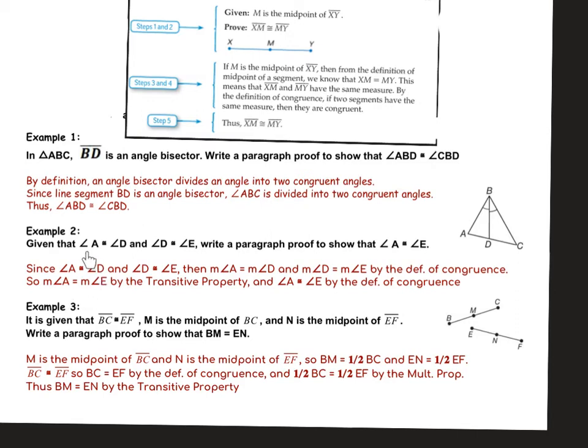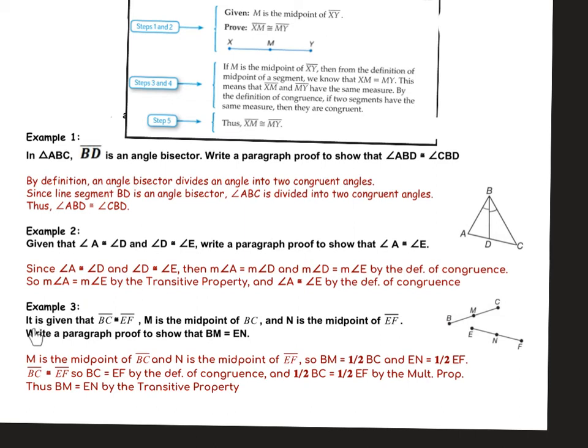So here, this means that if A is equal to D and D is equal to E, well then A has to equal E. That's what this is saying here. That's called the transitive property. And angle A is congruent to angle E by definition of congruence. So that would be your example if you're referencing angles, congruent angles. So you can see there it's written in paragraph form. We followed the 5-step process as well.